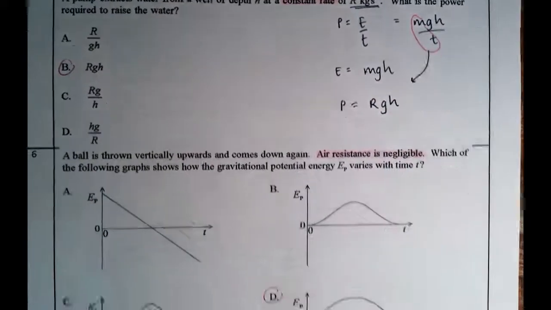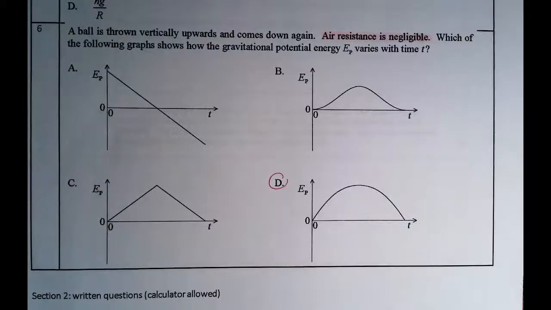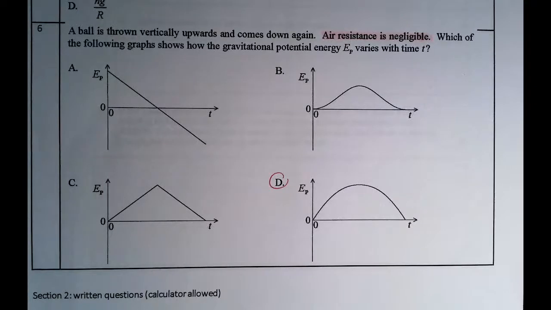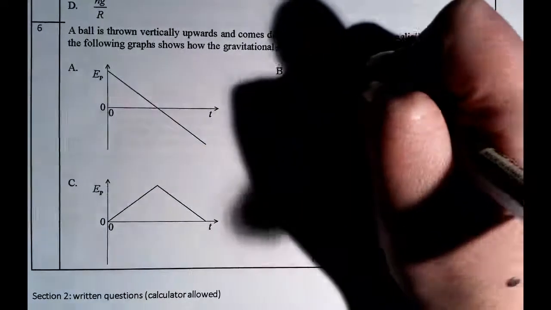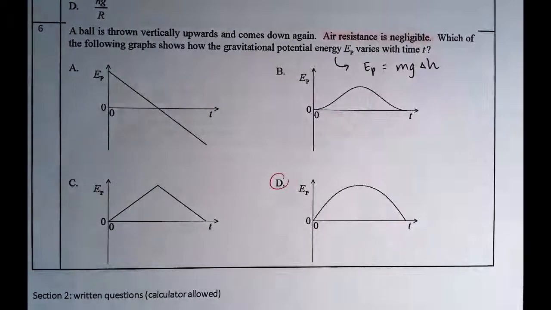Okay, lastly, for the multiple choices, you've got a ball being thrown vertically up and comes back down again. Air resistance is negligible, so there's no energy loss due to air resistance. Which of the following graphs shows how the gravitational potential energy, EP, varies with time t? Okay, so the first thing we're going to do is write the equation. EP equals mg delta h, mass times gravity, acceleration due to gravity multiplied by the change in height.